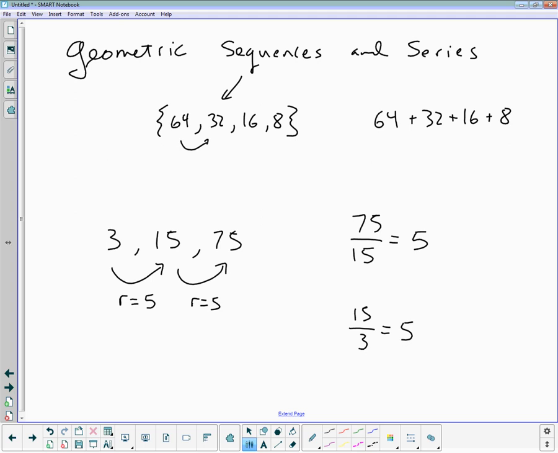Here, in that one, if I'm going from 64, times what gives me 32? 1/2. I'm not dividing by 2. I'm multiplying by 1/2. And that's actually important. You're dealing with that R value, and that in this case is 1/2. And again, 64 times 1/2 gives me 32. 32 times 1/2 gives me 16. 16 times 1/2 gives me 8, and we're happy. Okay? All right, fantastic.